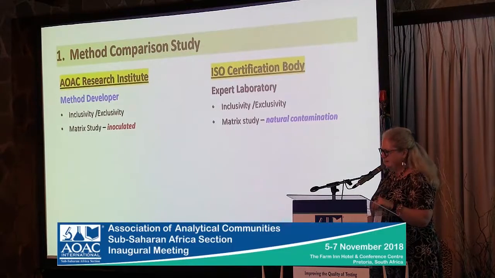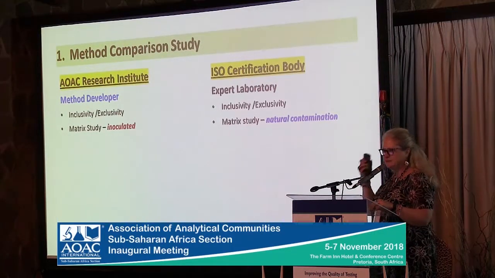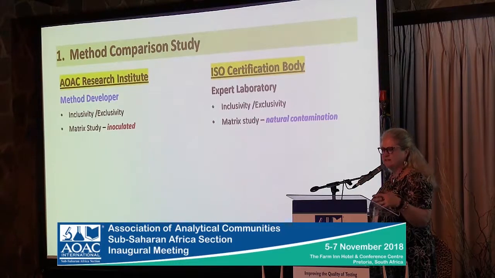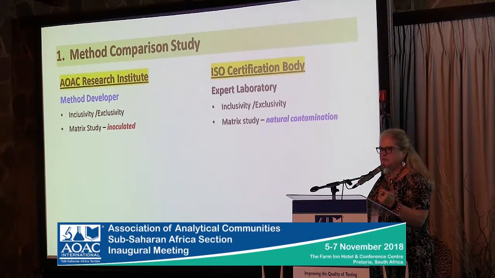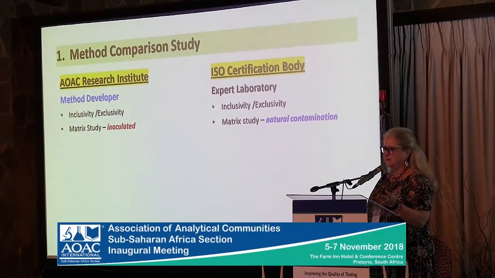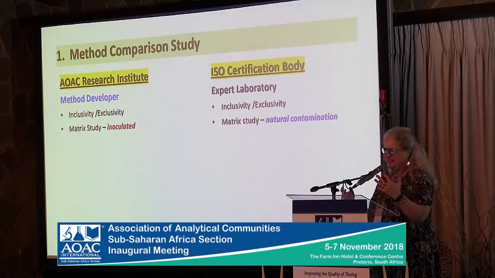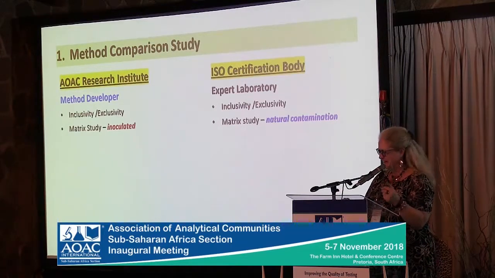So the things that are very similar between the two are inclusivity and exclusivity. So does it detect what you want it to detect, and does it not detect the things it should not detect? And then one main difference between the two is that the ISO version always wanted you to do natural contamination. And it's hard to find naturally contaminated samples in the US. Not that our food is so wonderful, but it is kind of bland and sterile. It's not exciting like some foods here.